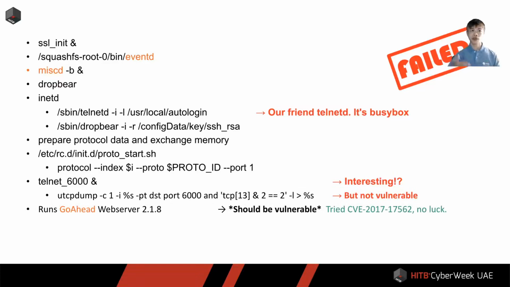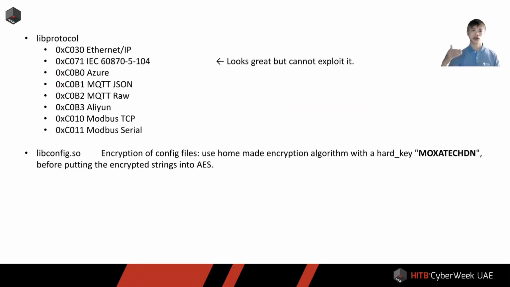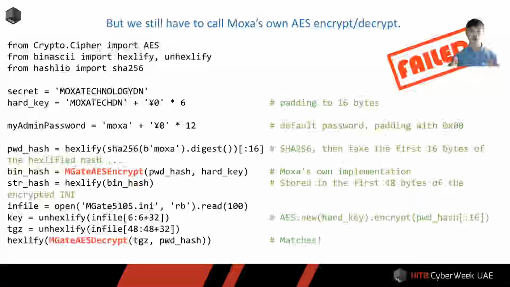We have studied a little bit about the protocol, and we have found one undocumented protocol supported, or not supported, by this protocol gateway, but we cannot exploit it. And we have found two hard-coded keys in libconfig.so. The first key is Moxa Technology DN, and the second key is Moxa Tech DN. Actually, the second key is used in the procedure of encrypting the password hashes.